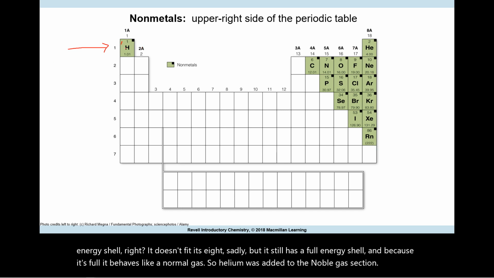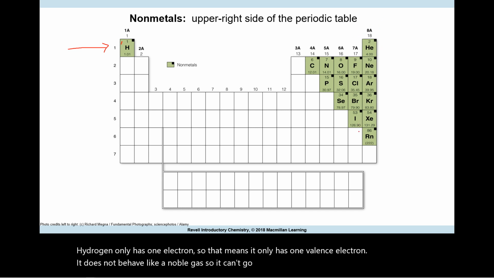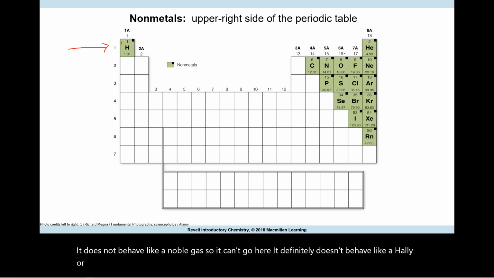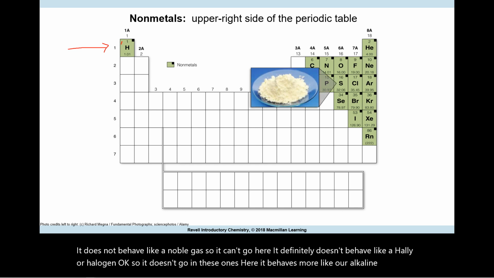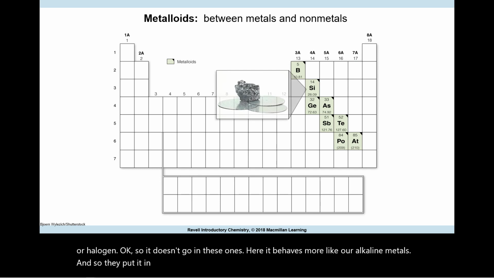Hydrogen only has 1 electron. So that means it only has 1 valence electron. It does not behave like a noble gas, so it can't go here. It definitely doesn't behave like a halide or halogen, okay? So it doesn't go in these ones here. It behaves more like our alkaline metals, and so they put it in group 1.